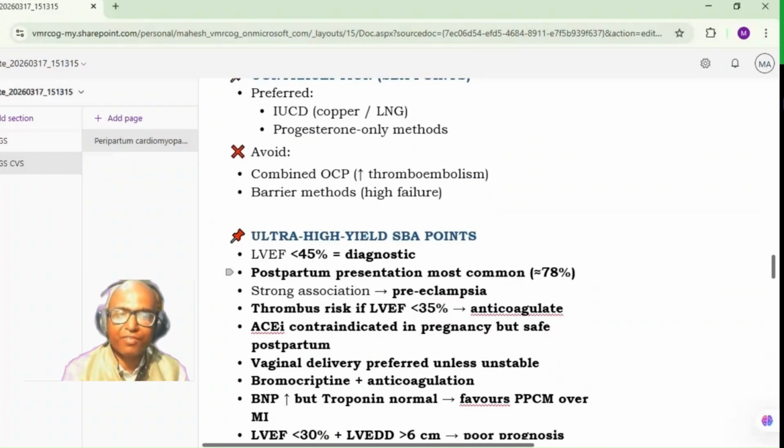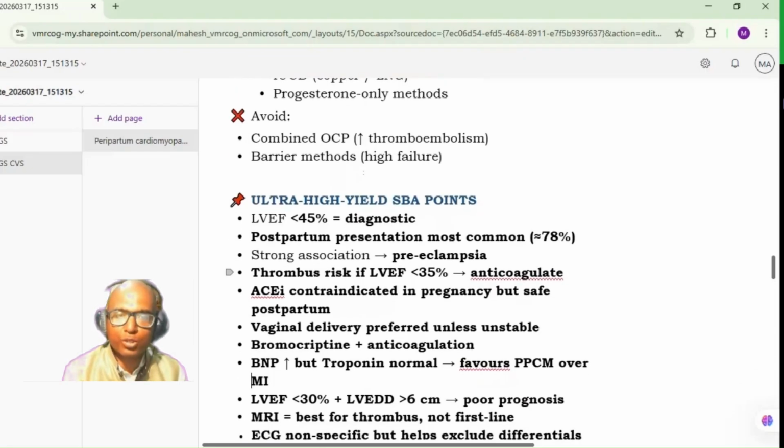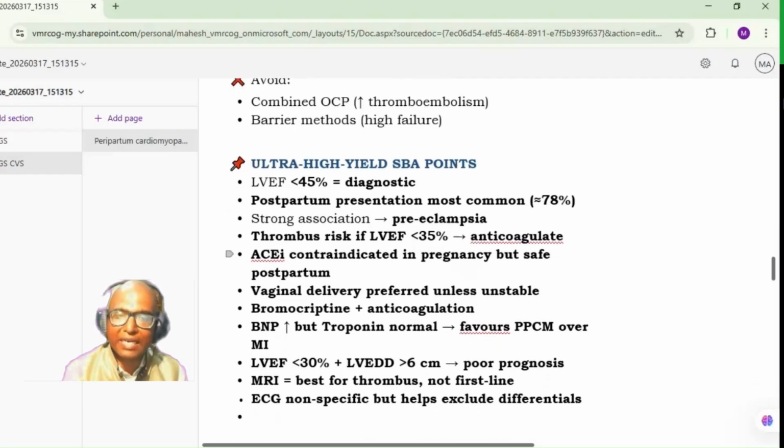Left ventricular ejection fraction less than 45% is diagnostic when you have such a presentation. Postpartum presentation is the most common, around 78% of cases. Strong association with preeclampsia. Thrombus risk if LVEF is less than 35%, you need to anticoagulate these patients. ACE inhibitors are contraindicated in pregnancy but safe in the postpartum period. Vaginal delivery is preferred unless unstable. Bromocriptine plus anticoagulation can be used.